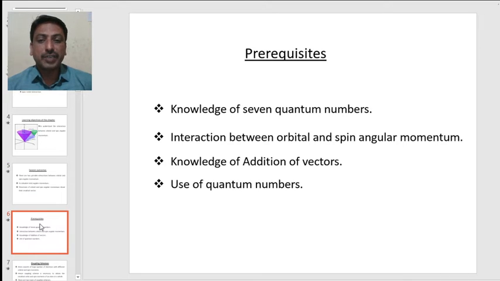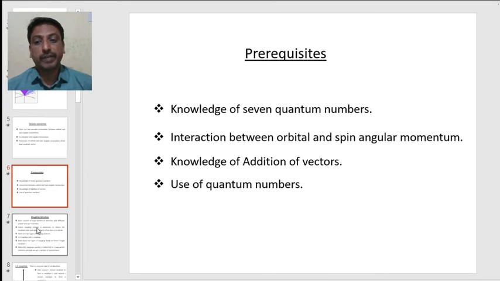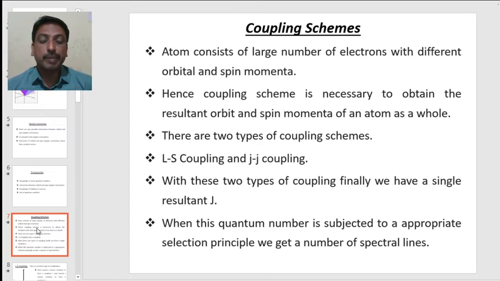The prerequisites for this session are: you should have knowledge of quantum numbers and the interaction between orbital and spin angular momentum, and knowledge of addition of vectors, because here orbital and spin angular momentum are going to be added vectorially, and how to use the quantum numbers. Regarding the quantum numbers, we are going to discuss that in our next session. So let me continue with the coupling schemes.